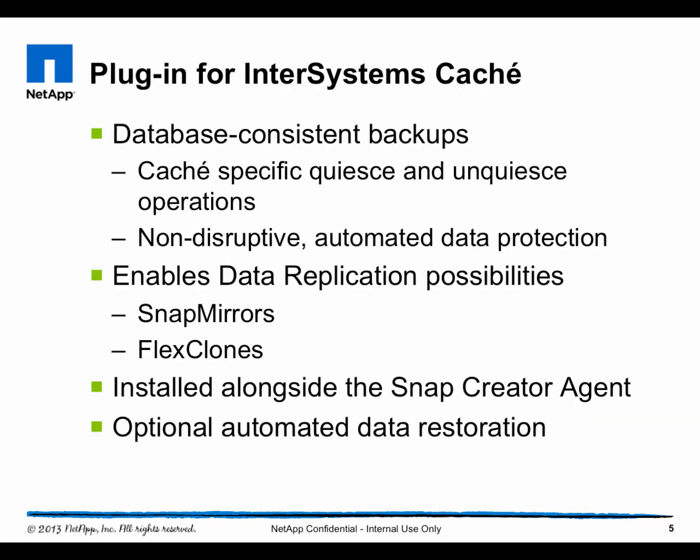We have developed a plugin that integrates SnapCreator with Cache. The plugin enables SnapCreator to perform database-consistent backups of a Cache database by specifying operating system cache management commands. This provides automated workflows from the SnapCreator management interface, even enabling other SnapCreator features such as snap mirrors or flex clones. Installation of the plugin can be done by simply copying the plugin file into the SnapCreator agent directory on the Cache host.